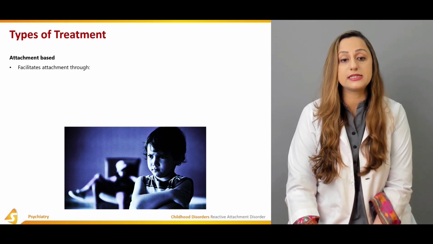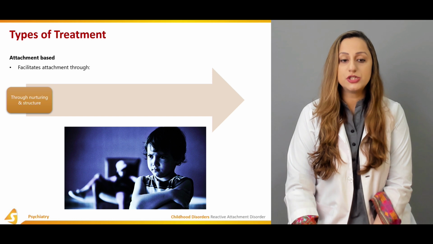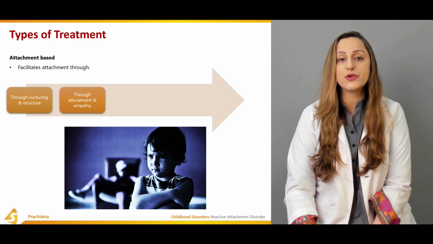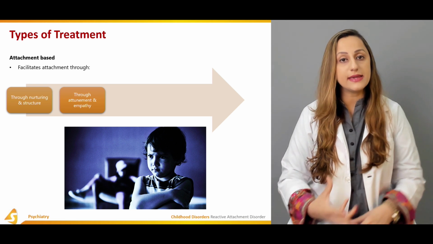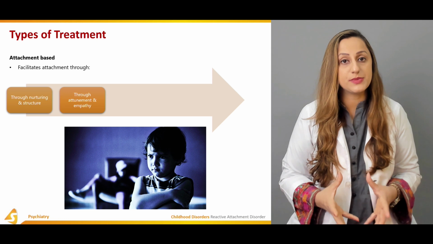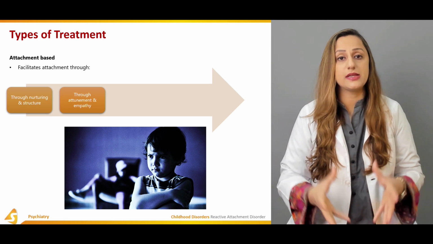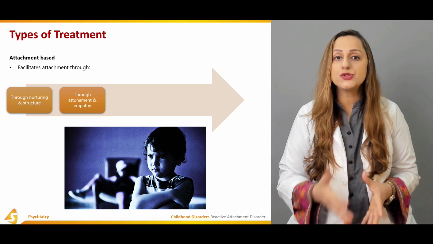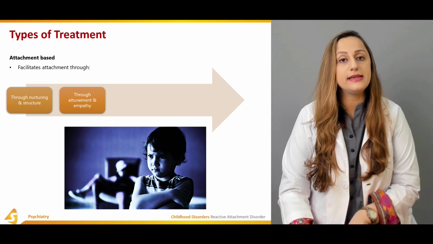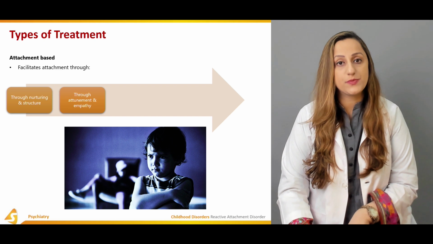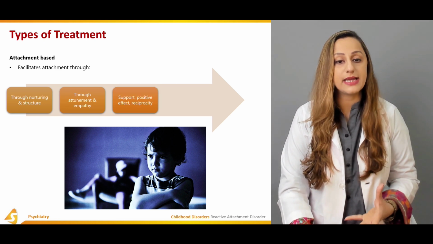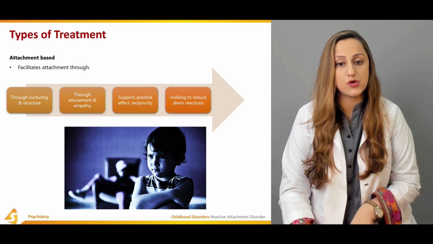They facilitate the attachment through nurturing or structure. Then we have attunement and empathy: empathizing with the child and making him know that I know you have been suffering through this kind of attachment, the development of insecure attachment, and how to deal with the problems is very important. Make the child have insight into the problem he's facing. Be more supportive, with positive effect, and reciprocity is again very important.